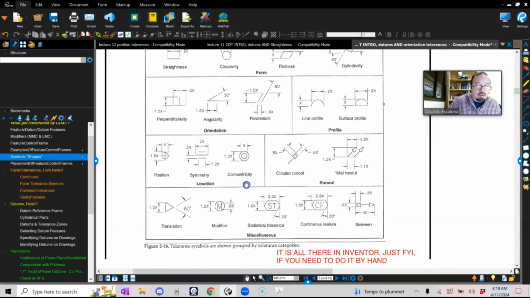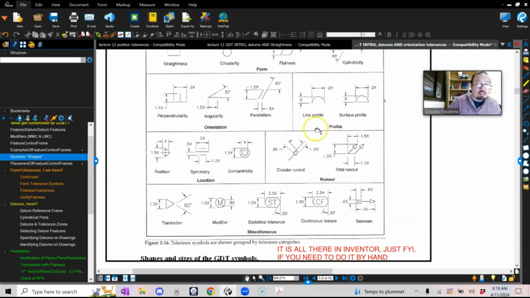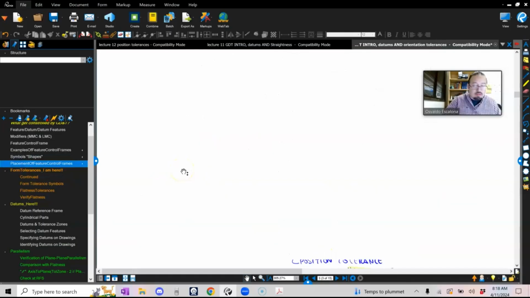You are not going to have to worry about it because we are going to use Inventor, but it will be a good idea in case you ever need to make a symbol. You have the sizes of how to make the symbols. Let's go to the next one.